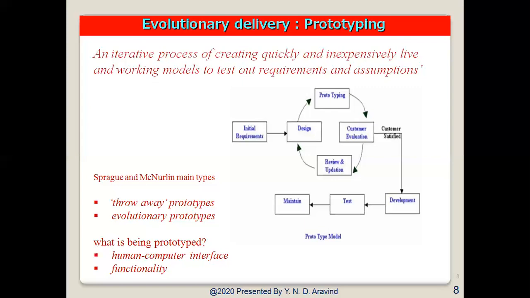So here, for example, if we consider the throwaway prototype, it is also called rapid or closed-ended prototyping. This type of prototyping uses very little effort with minimum requirement analysis to build the prototype. Once the actual requirements are understood, the prototype is discarded and then we develop the actual system with a much clearer understanding of the user requirements.